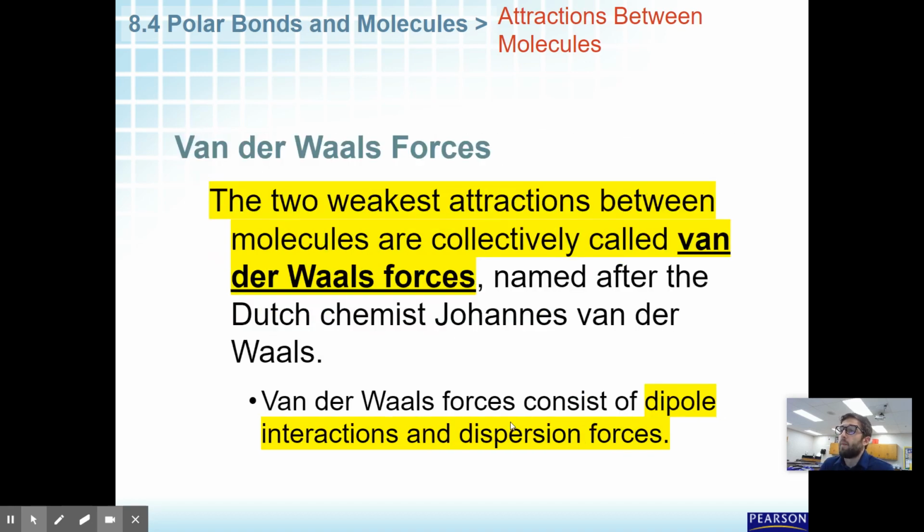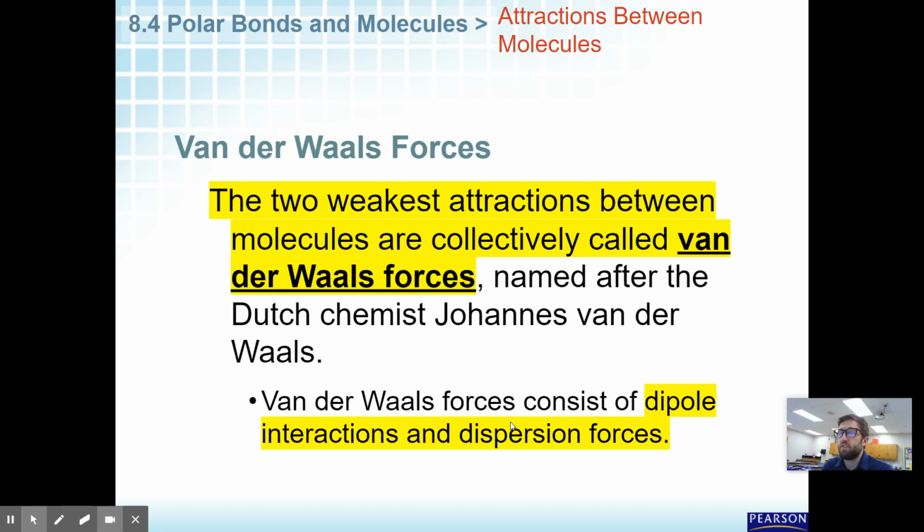So we call these, I'm trying to pronounce this right. This is Dutch, and I'm not very good with that language. But Van der Waals, I think, is how it's pronounced. So Van der Waals forces, named after Johannes. That's not right. Van der Waals.